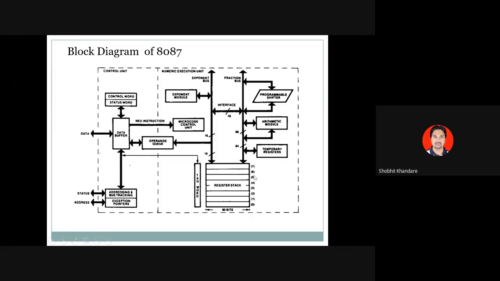कितने है वो? 0 से लेके 7. That means total 8 register stacks are there. What is the size of each stack? 80 bits. Then with this, the shareable operand queue, half here, half here. Then microcode control unit, exponent module, programmable shifter, arithmetic module, temporal register. So if a question is asked, you can just briefly give what blocks are there.